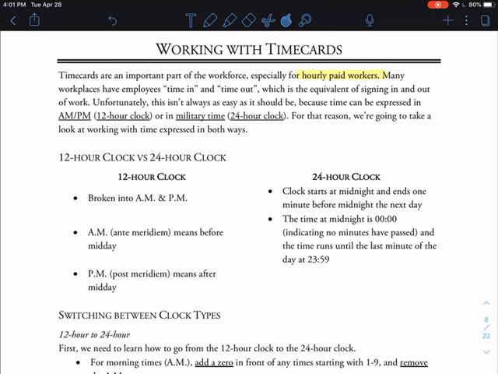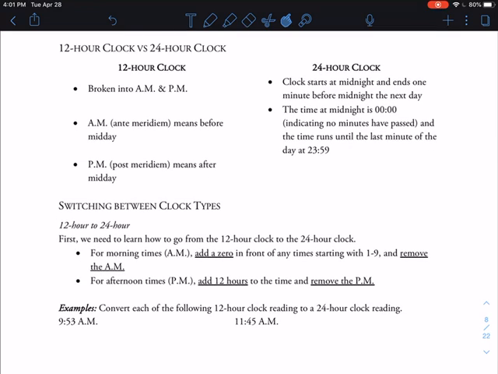Okay, so again, blanks are blank on your page and filled in on mine, so make sure to copy them in. All right, 12-hour clock versus 24-hour clock.